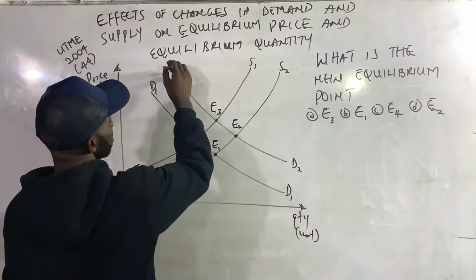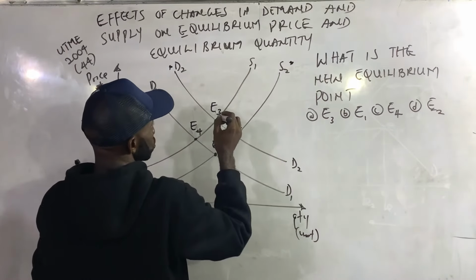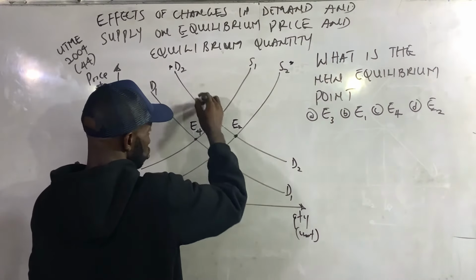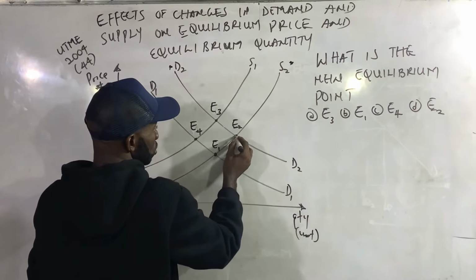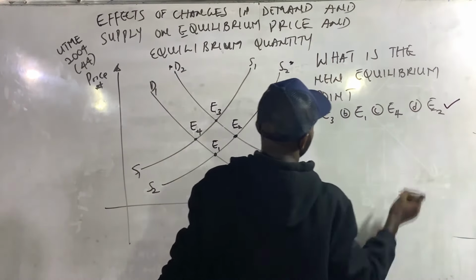The latest demand curve here is D2. The latest supply curve here is S2. So it means this is the old one, this is the new one. Old, new. You trace the two of them, their point of intersection is at E2. That makes option D correct.